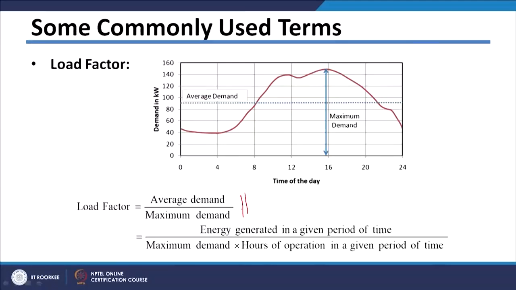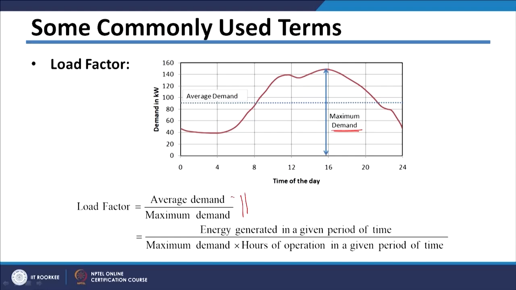Then the next commonly used term is called load factor, and load factor is defined as average demand divided by maximum demand. As I have shown here, it is the ratio of average demand divided by maximum demand. In this figure, your maximum demand is coming, and the average demand is nothing but the integration of this curve divided by 24 hours. So this line tells you your average demand.